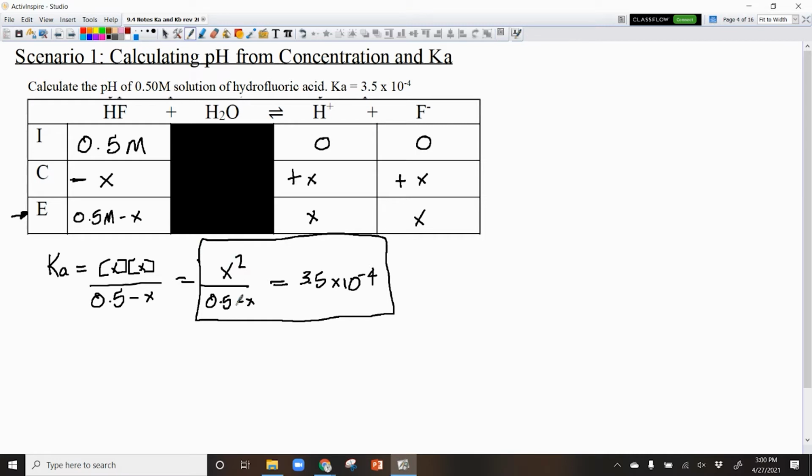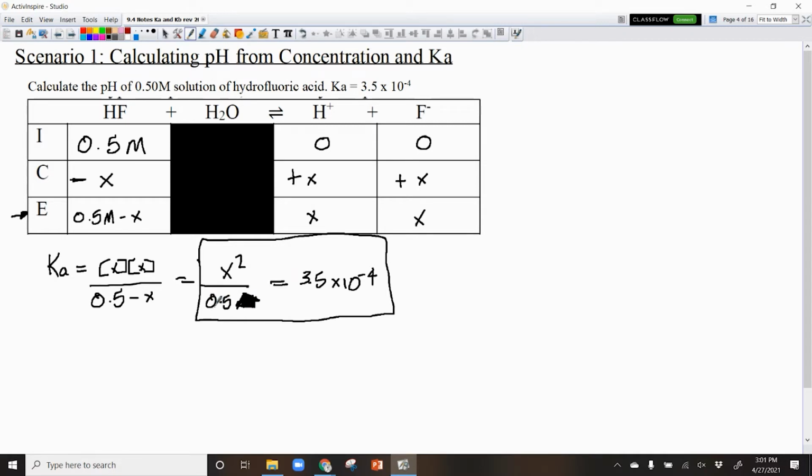And because we have X here and then minus X here, if we left it like this, we're going to have to use the quadratic equation to solve this. And I don't want to do that. I know you don't want to do that. So let's assume that we can drop this X because it's going to be so small, it's not going to change this molarity, this concentration, significantly. Now, when we leave that out, it becomes an easy math problem.